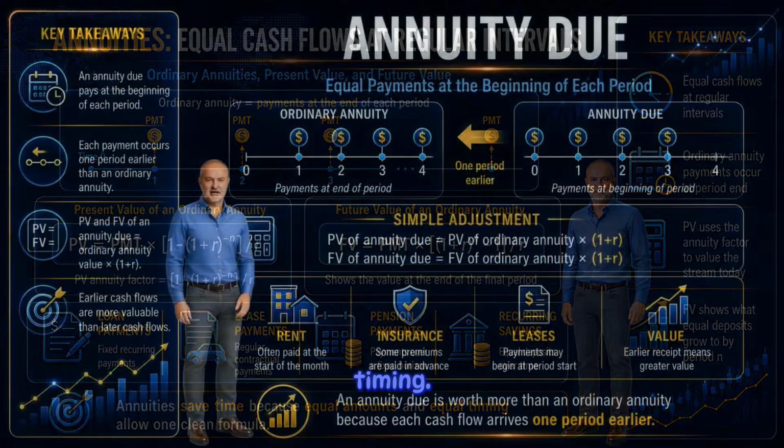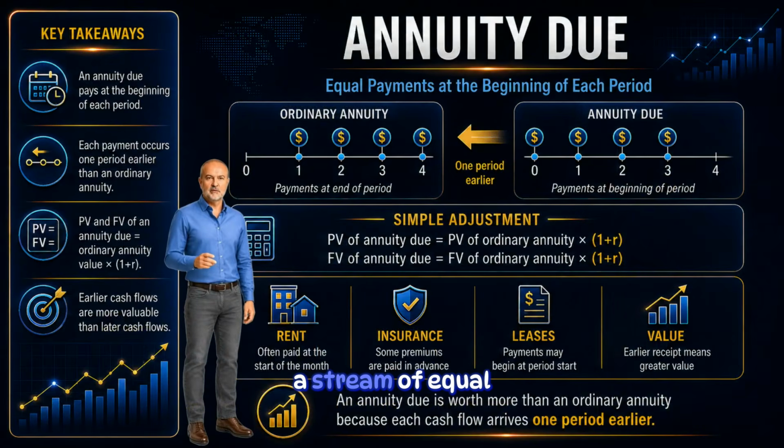Now, let's change the timing. An annuity due is a stream of equal payments where each payment occurs at the beginning of the period rather than the end.